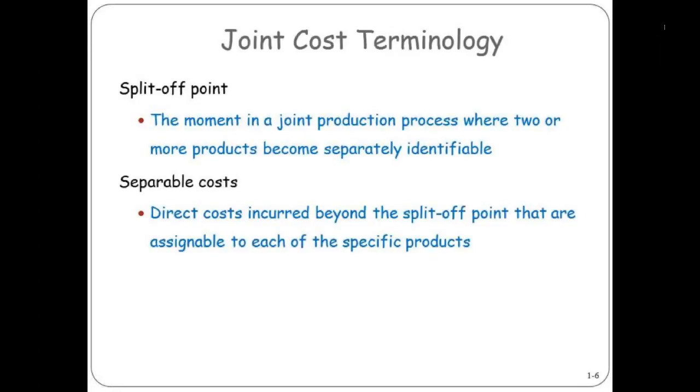The split-off point. During a joint production process, the split-off point is the point when you have recognizably different products coming out of the process. Separable costs are the costs that occur after the split-off point. So separable costs would be, you split off into your 2 or 3 main products, and then you have continuing processing on those products to take them to the end product that's ultimately being sold in the marketplace. That's a separable cost.